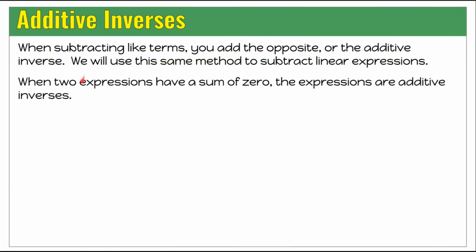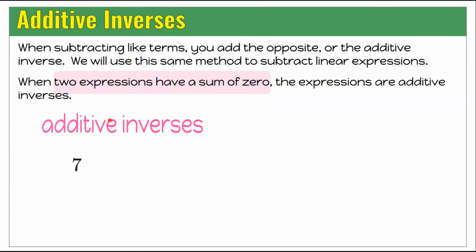We can apply this when we have two expressions. When we have two expressions that have a sum of 0, these expressions are additive inverses. Here are some examples. We're looking for expressions with a sum of 0. So for additive inverses, we have 7 and 3x. We want to identify the additive inverse of 7. To do that, I want to find the opposite.